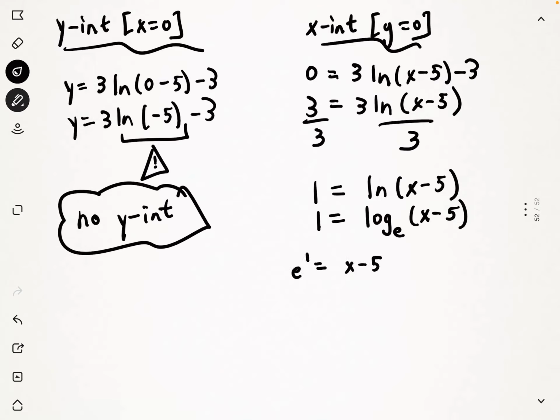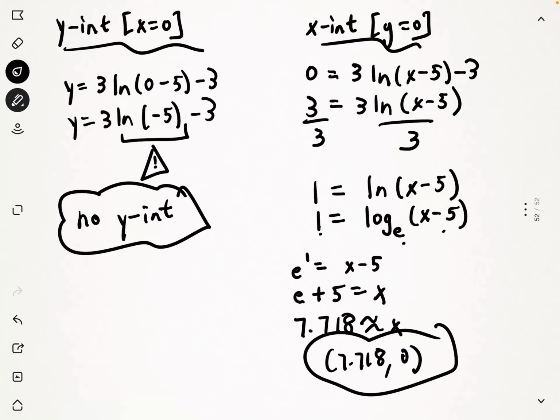We're going to get into e mode right now by changing this to an exponential function. e to the power of 1 equals x minus 5. And then e to the 1 is just e. Bring over the minus 5. And from here, your calculator can take care of the rest. You can get a solution right here, and that's going to be approximately 7.718. And that is our x-intercept.